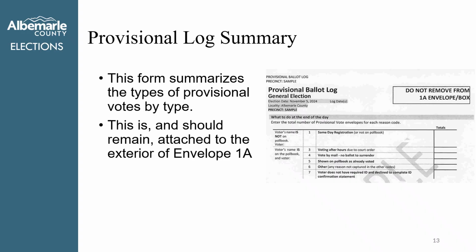The provisional log summary on this page and the provisional ballot log on the following page are two vital components of record keeping with the provisional process. This form summarizes the types of provisional votes by type. This is and should remain attached to the exterior of envelope 1A, that is.